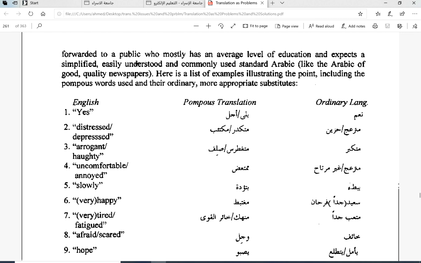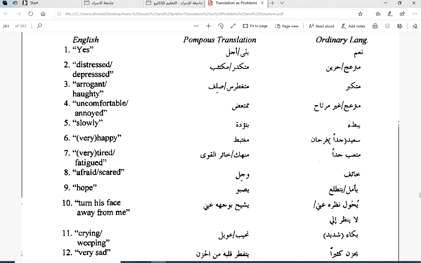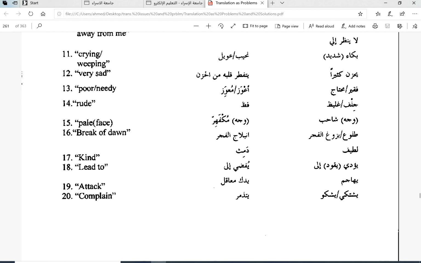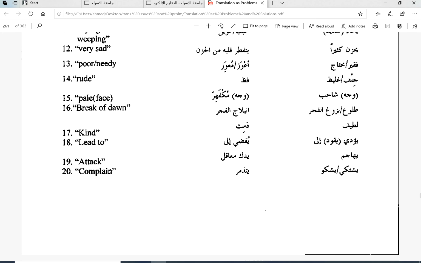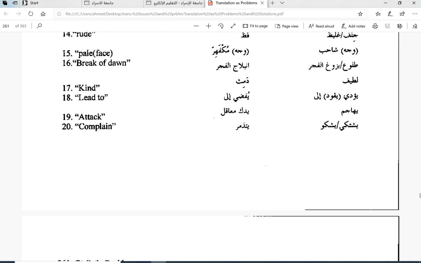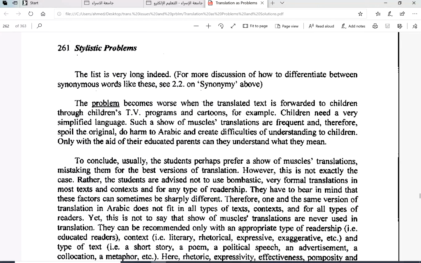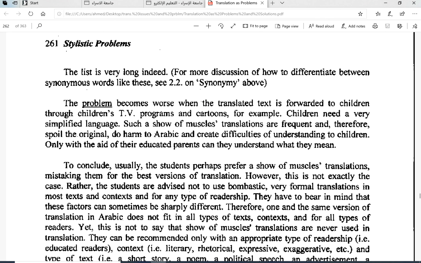Slowly, you could say ببطء أو بتؤدة. That's another nicer way to say it. Very happy, سعيد جدا فرحان, but you could say مغتبط. Very tired or fatigued, you could say متعب جدا or say منهك أو خائر القوى. These are examples that you should go through. All different words to say the same thing. Complain, you could say يشتكي or يتذمر in a better, nicer, beautified word. The list is very long indeed.